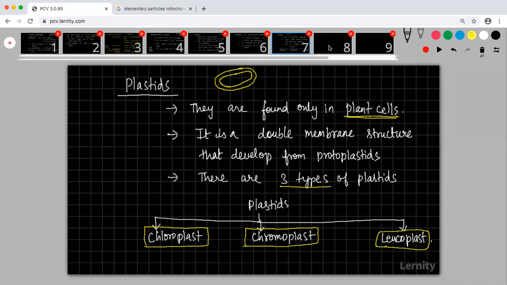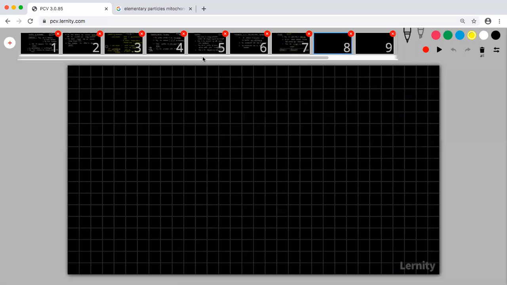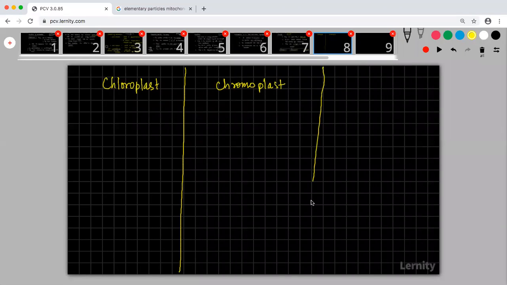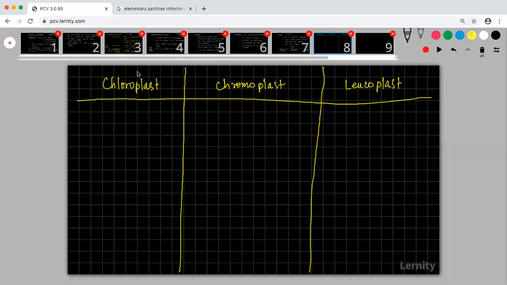Okay, so now let us move on to the next part. We'll try to differentiate between what is chloroplast, and then we'll try to study what is chromoplast, and we'll also try to study what is leucoplast. If possible, try to make a table so that you will distinguish them properly.